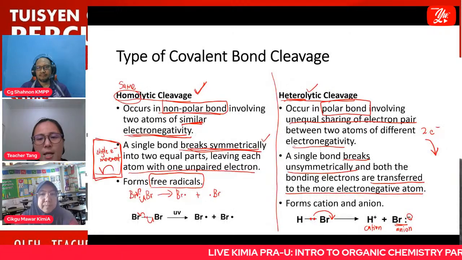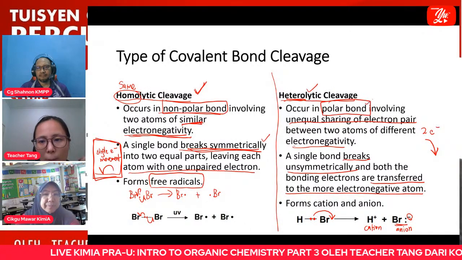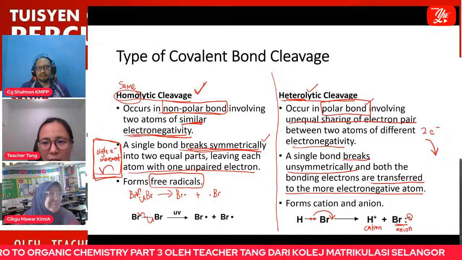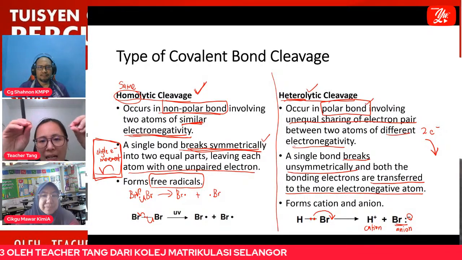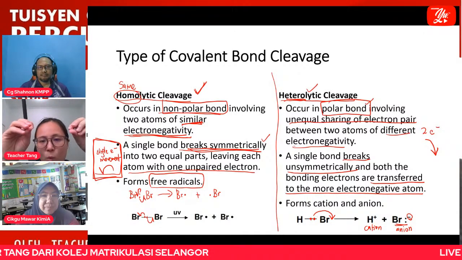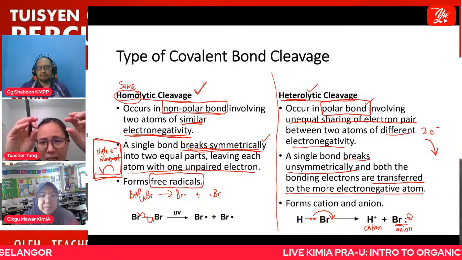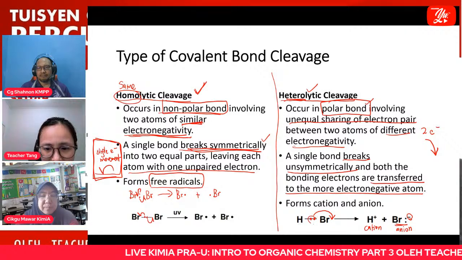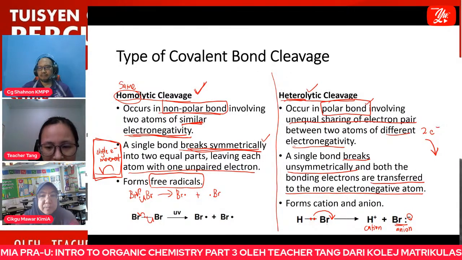So again, heterolytic cleavage occurs in a polar bond, where the two atoms have different electronegativity, therefore the shared pair of electrons is unequally shared. When the bond breaks heterolytically, both shared electrons will go to the atom that is more electronegative.